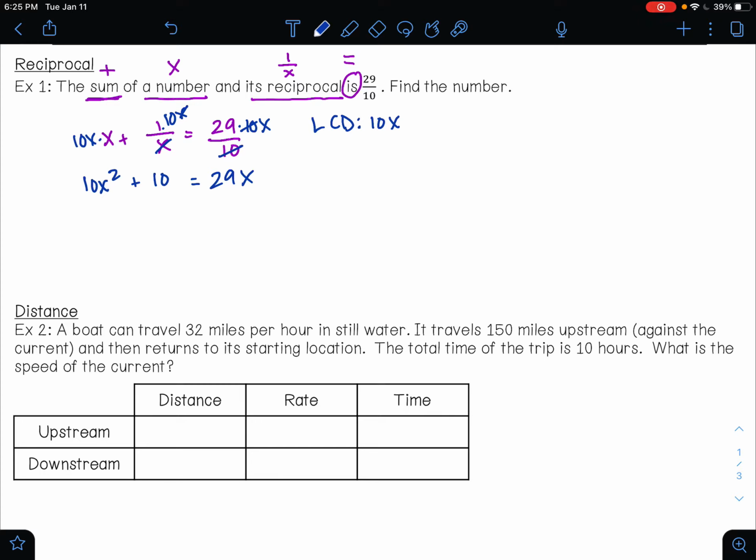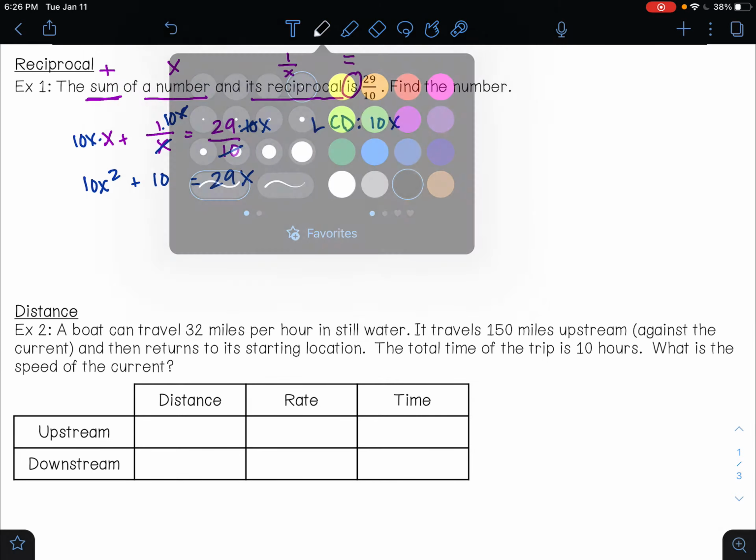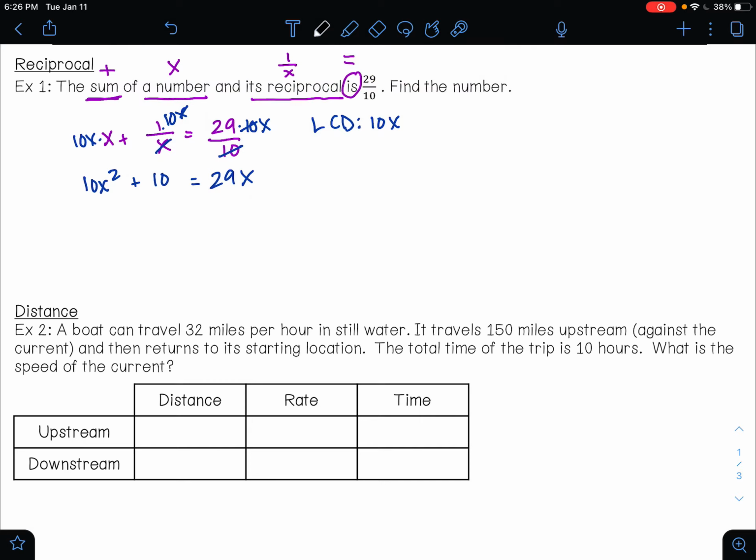The next thing that I see is that I have a quadratic equation. To solve quadratic equations, you could use any one of the 4 methods we learned. I'm going to get it so that one side equals 0, so that I can solve by either factoring or quadratic formula. So I'm going to subtract 29x on both sides. And so I'll have 10x squared minus 29x plus 10 is equal to 0. This is factorable, so I am going to go ahead and factor that.